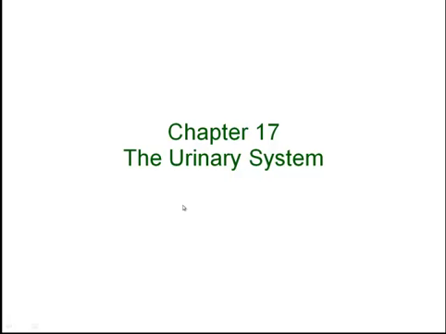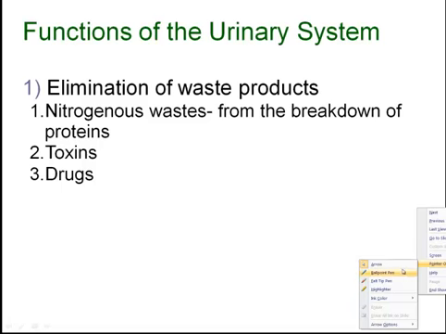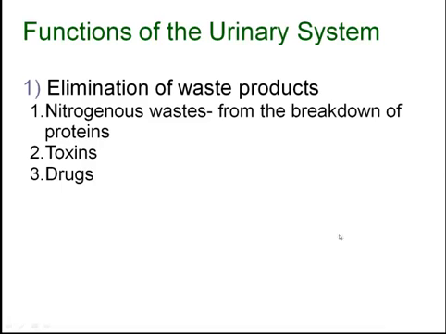Okay, here is podcast number 1 in chapter 17, the urinary system. There's two main functions to the urinary system. The first is to get rid of waste products. The main type of waste product that forms in your body is nitrogenous waste, and that is from the breakdown of various proteins in your body.